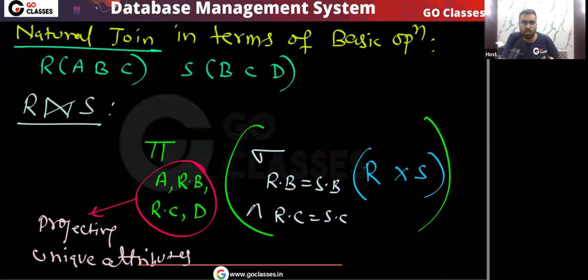See, this is the natural join in terms of basic operations. What we do is the cross product, then we check the equality of all common attributes, then we project unique attributes. This is how you can write natural join in terms of basic operations. Now you tell me, very simple question. If there is no common attribute, then how to write this natural join? Very simple. You already know.